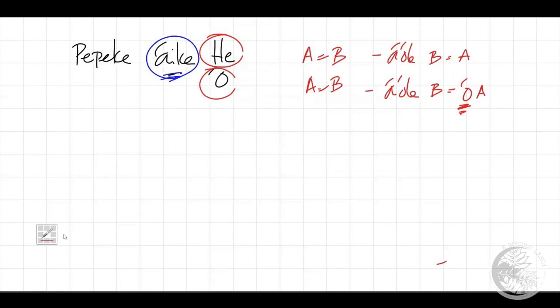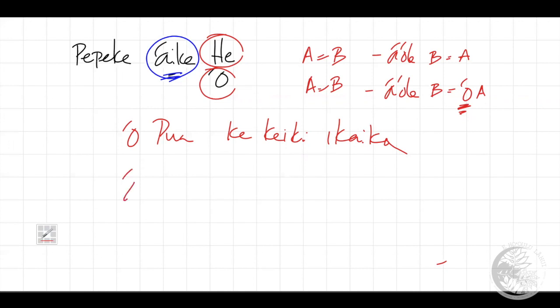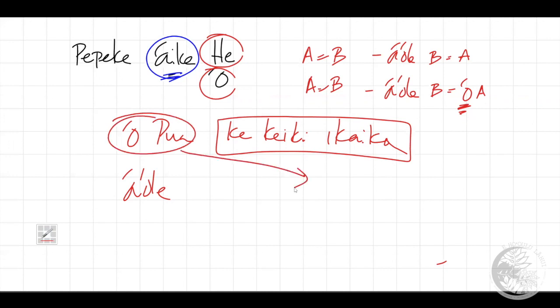Now what about if it's specific? Maybe I have something like o Pua, keiki ikaika. Well, same way. To negate that, ʻaʻole keiki ikaika o Pua. And we remember that Pepeke ʻAike negative always, in fact, has that O.